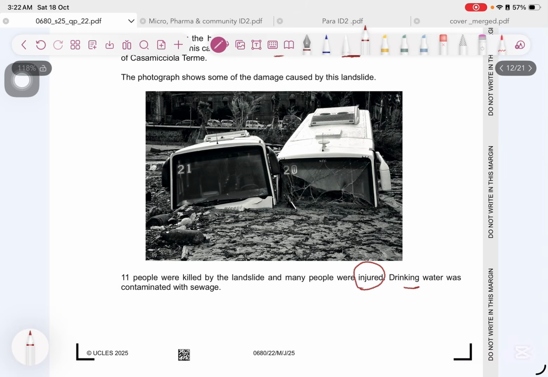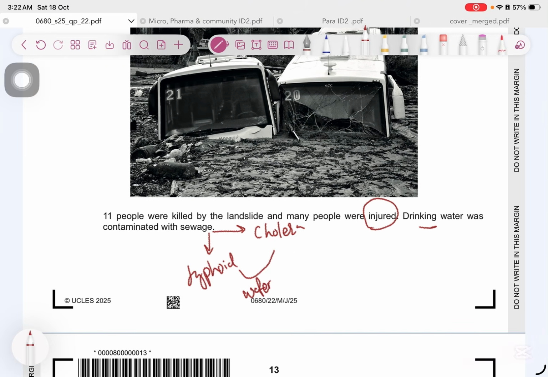Automatically, you have to think about the two diseases, cholera and typhoid. These are called waterborne diseases. Okay? You've got a water-bred disease, and that's malaria.